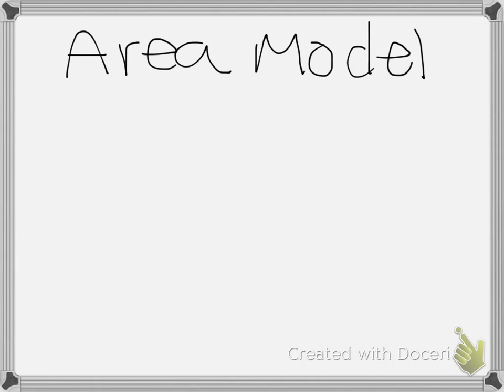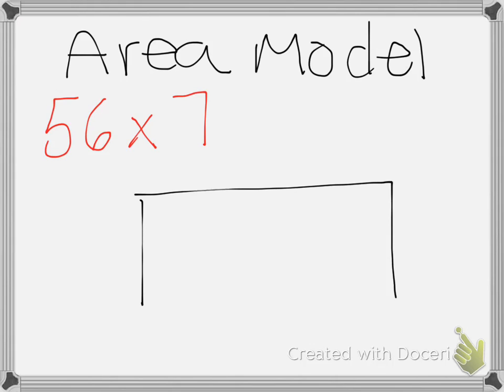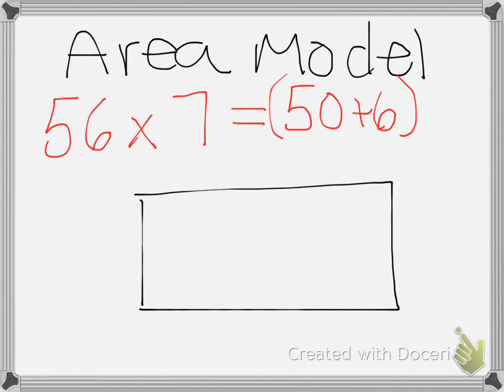The area model. Now, this is sort of new to me. So again, my problem is going to be 56 times 7. For the area model, again, I'm going to draw a box like I did with the lattice. And I'm going to write the expanded form. So again, my expanded form is 50 plus 6 times 7. So up here, I'm going to have 50. Draw a line for the other area. 6 times 7.